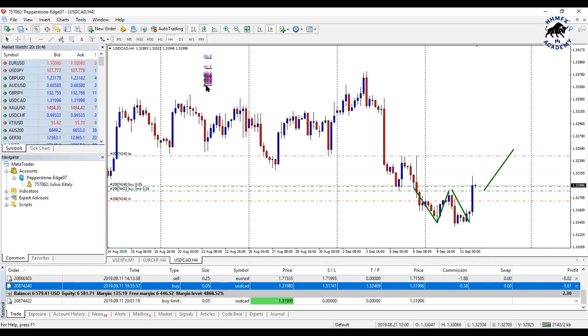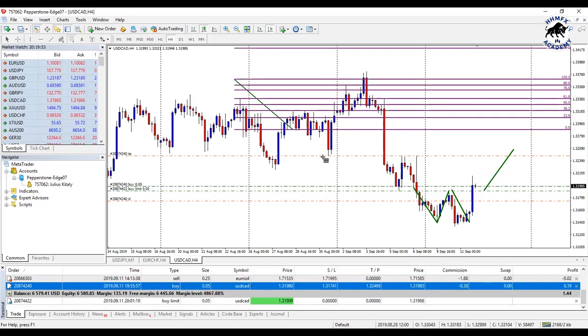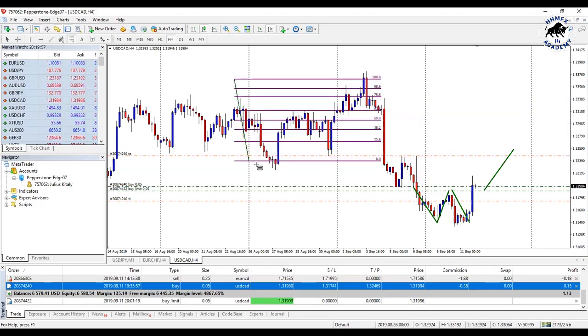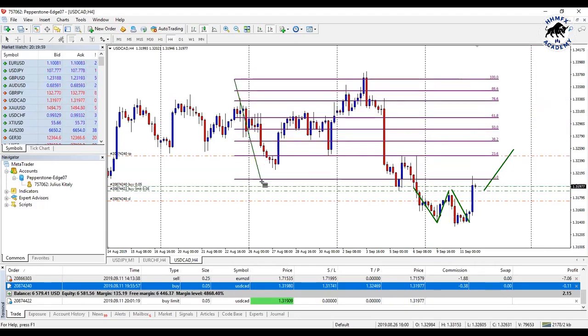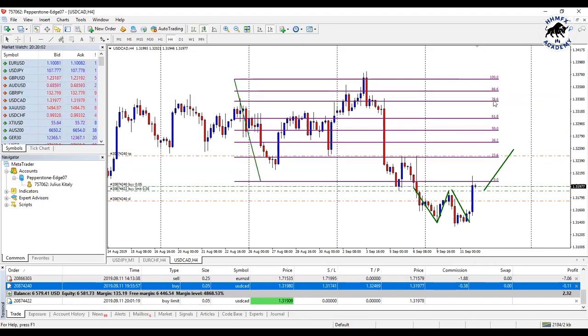After you get your Fibonacci retracement, you just drag it, guys. If you drag it, you can see the levels. You can see 100, 88.6, 78.6, 61.8, 50, 38.2, 23.6. But I'm very sure that most of your Fibonacci retracement doesn't have 78.6 and 88.6. 78.6 and 88.6 are the ratios that I've just added.